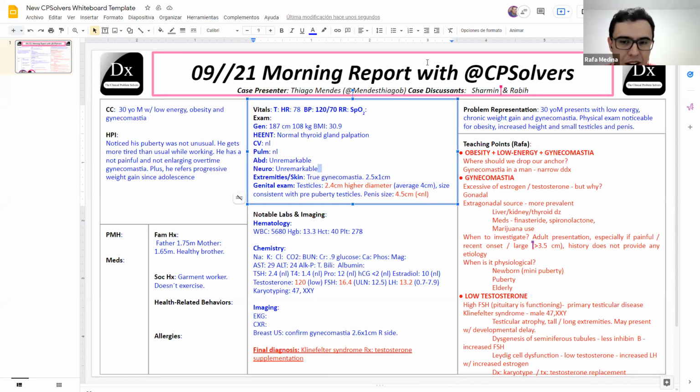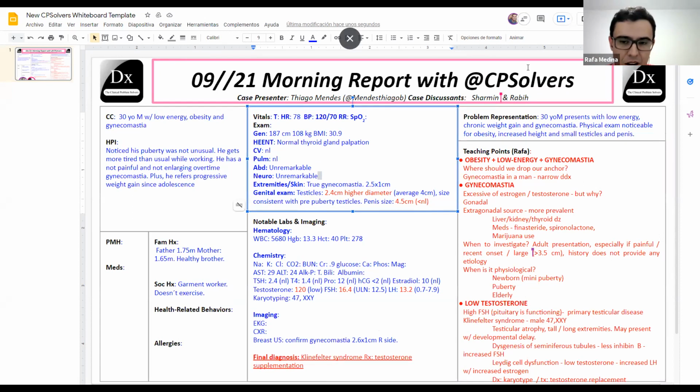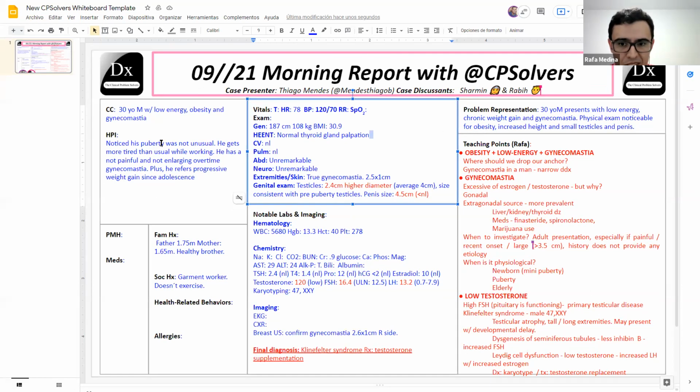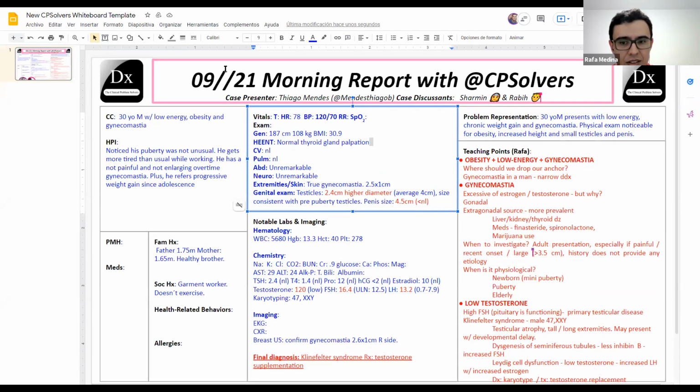So when it comes to gynecomastia, there is excessive estrogen over testosterone, but we have to wonder why. It could be due to two causes, gonadal or extragonadal source of estrogen, or testosterone imbalance. Extragonadal source is more prevalent. It could be due to liver, kidney, thyroid disease, medications like finasteride, spironolactone, but also marijuana use.